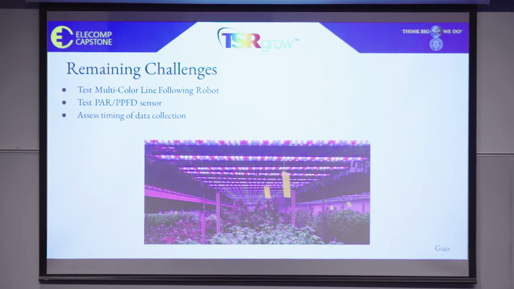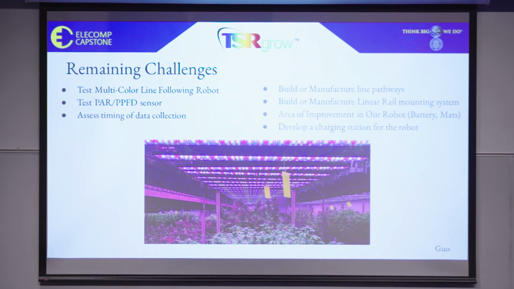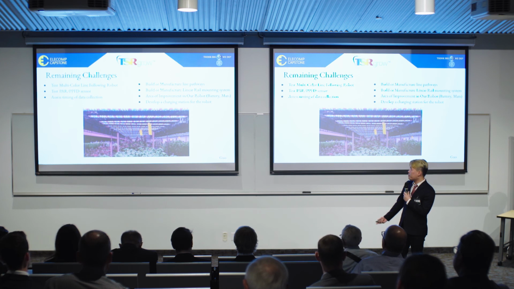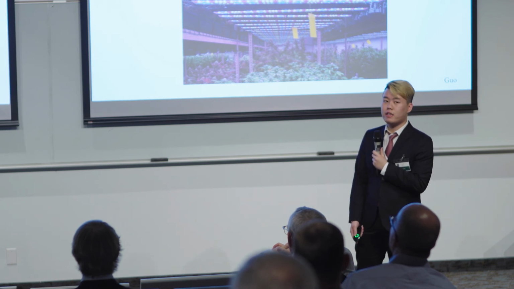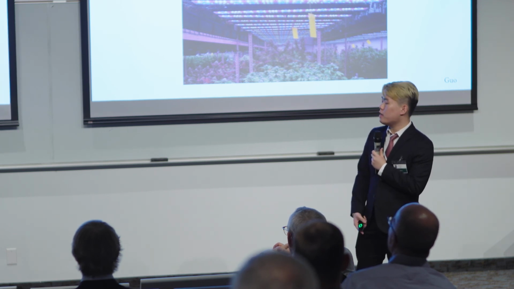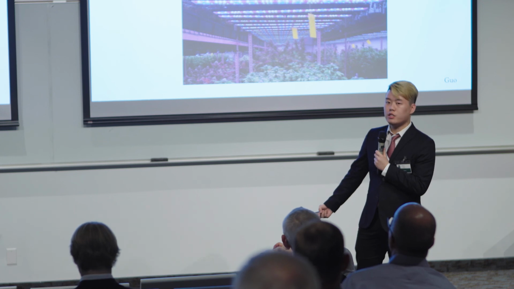Next up for the future and the remaining challenges of our project. For next semester, we will be testing our multicolored line following robot and testing our PAR sensor to assess timing of data collection. We would also like to build a standardized line pathway for our robot, build a linear rail mounting system, and if time allows, we would like to improve our robot in areas such as battery life. We want to build a longer battery life or develop a charging station for our robot.